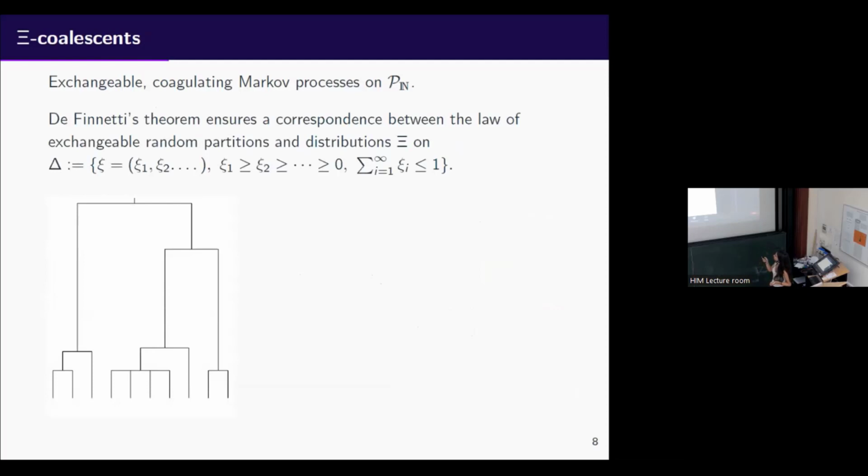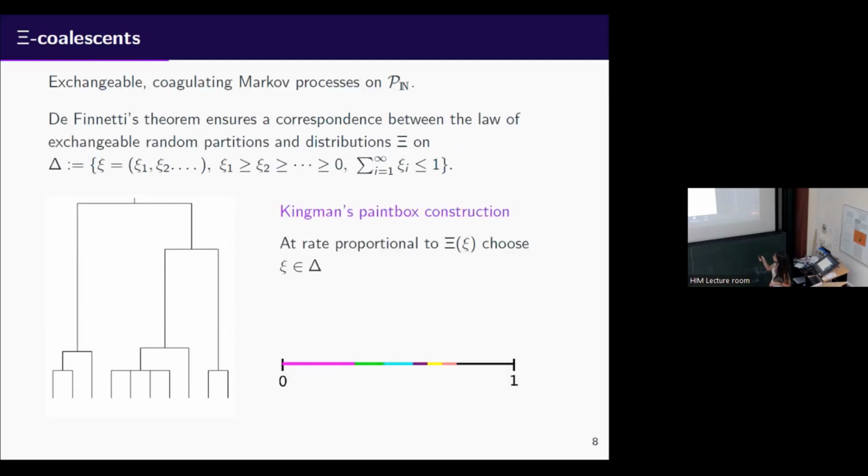We are going to consider Kingman's paintbox construction. Kingman's paintbox construction is a way to construct coalescents in a Poissonian way. At some rate, you will choose a partition of the interval 0, 1. So let's say that Xi is the measure on the partitions of the interval 0, 1. At rate Xi of dx, you choose this partition of the interval 0, 1.